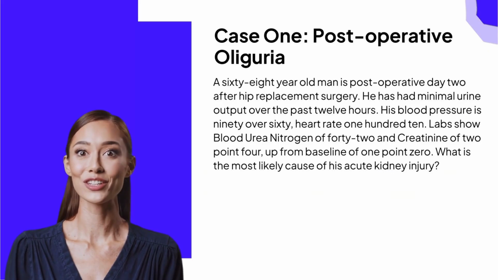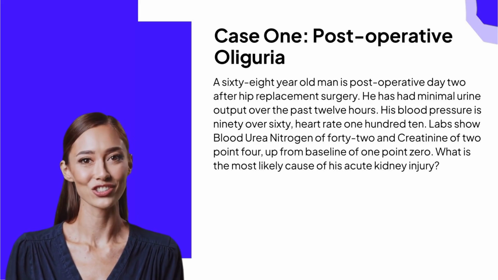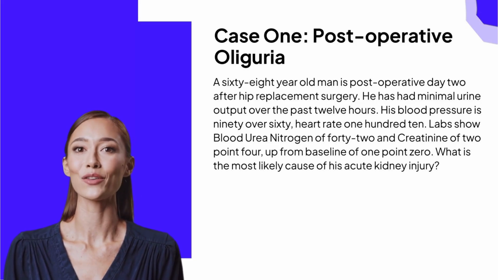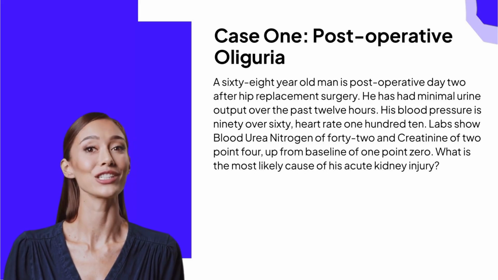Let us work through our first case. Pay attention to the clinical clues. This 68-year-old man is post-operative, meaning blood loss is likely. He has hypotension and tachycardia, which are signs of hypovolemia, and he has oliguria, or decreased urine output. What is the most likely cause of his acute kidney injury?